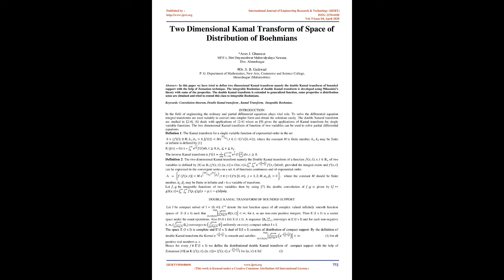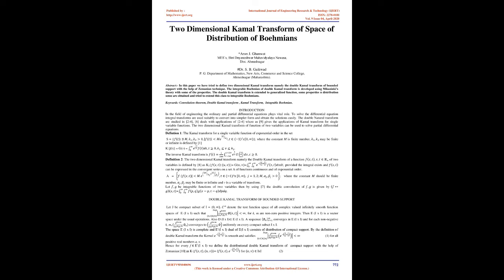Definition 2. The two-dimensional Kamal transform, namely the double Kamal transform of a function of two variables, is defined by 8 as K2 equals G equals, provided the integral exists and can be expressed in a convergent series on a set A of functions continuous and of exponential order. A equals, where the constant m should be a finite number, may be finite or infinite, and v is a variable of transform. Let the functions be integrable functions of two variables.